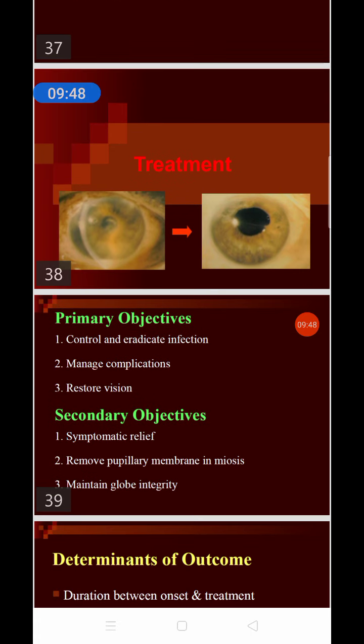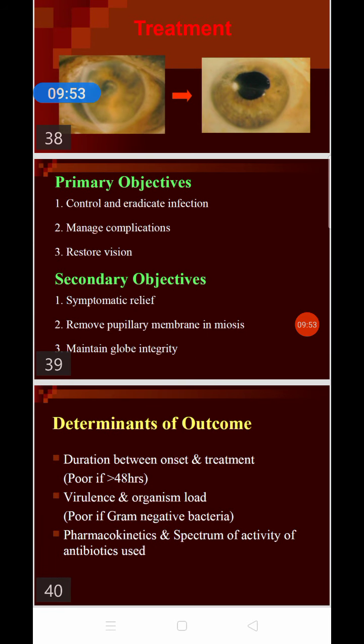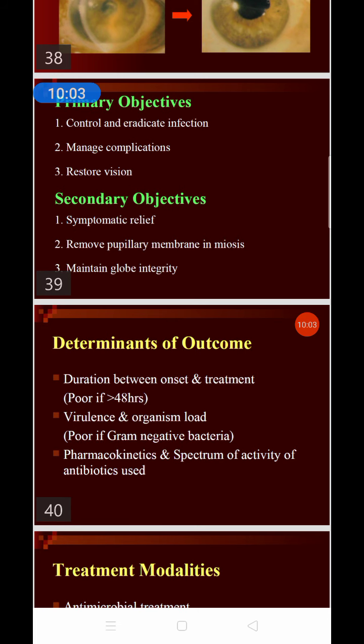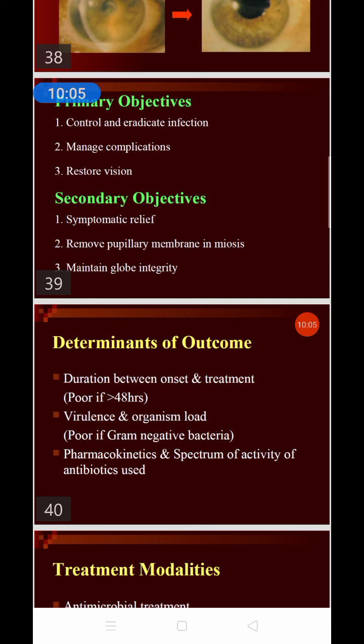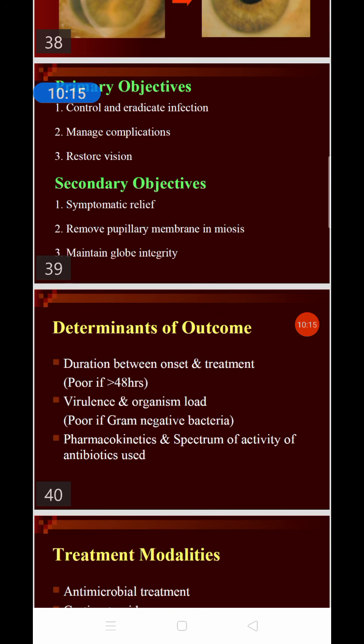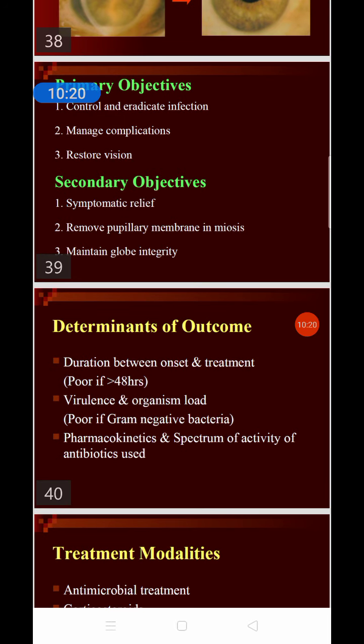And treatment, what are the primary objectives of the treatment? Control and eradicate infection, manage complications, and your main intention while treating is to restore the vision. What are the secondary objectives? The patient should have symptomatic relief. We should remove the pupillary membrane in miosis, avoid pupillary block, and maintain globe integrity. So our primary objective is to restore the vision, and next is symptomatic relief to the patient.